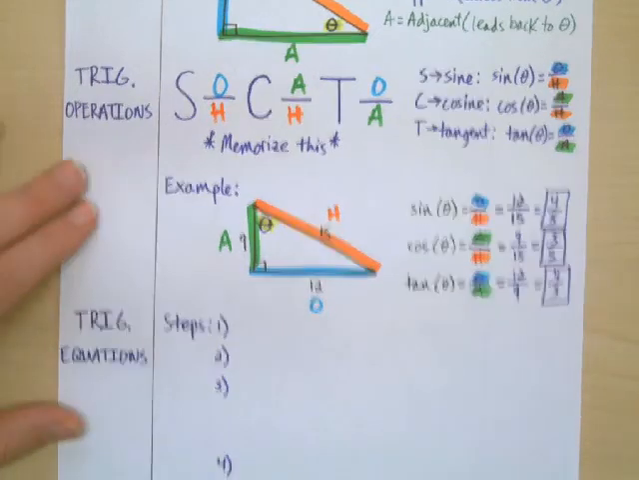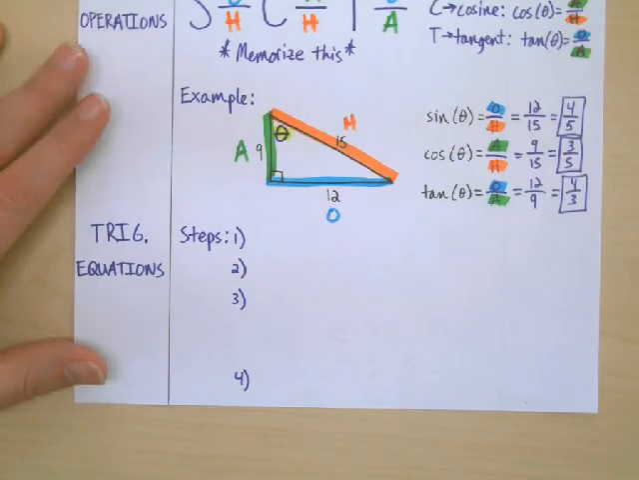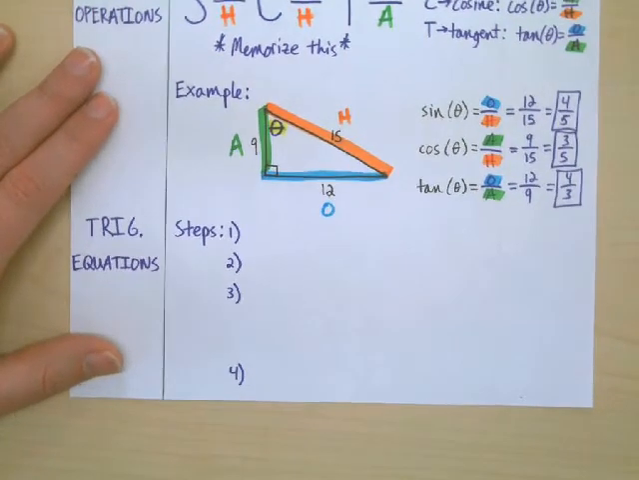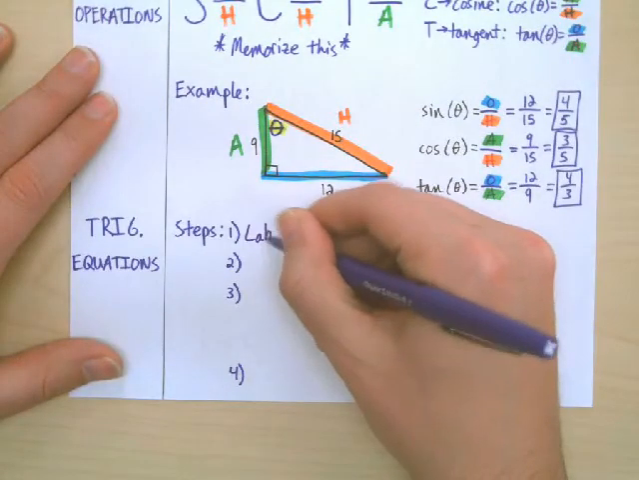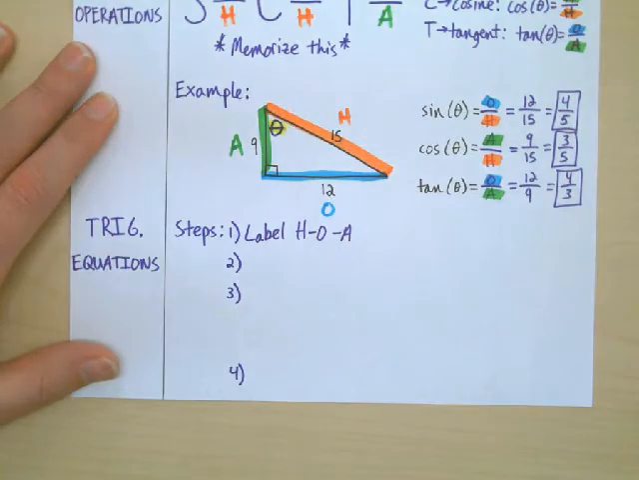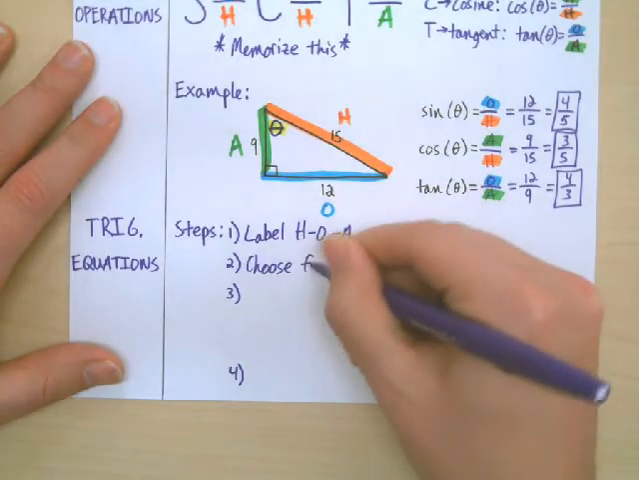The next section of our notes is trig equations, and I'm going to give you some steps before we get into an example. For a trig equation, step 1 is to label HOA. Step 2 is to choose from Sohcahtoa.